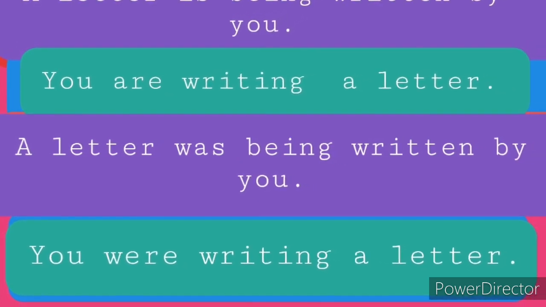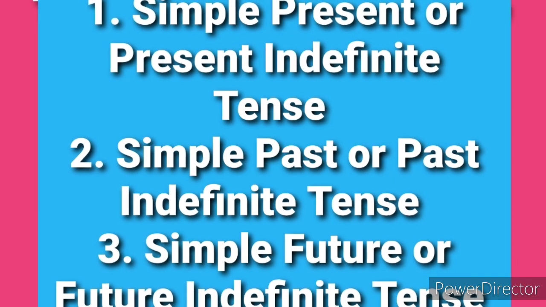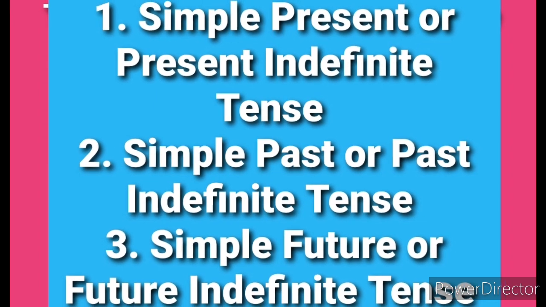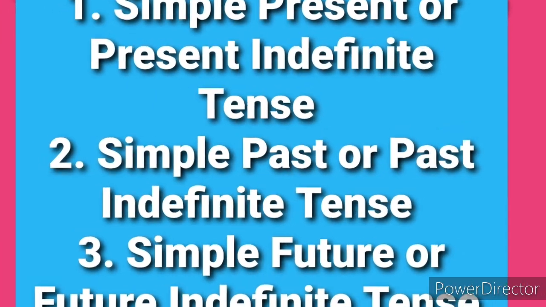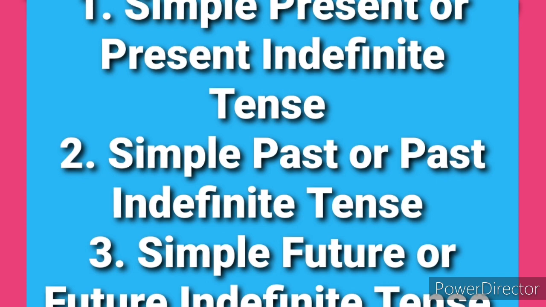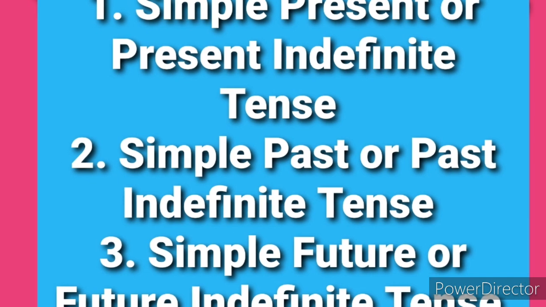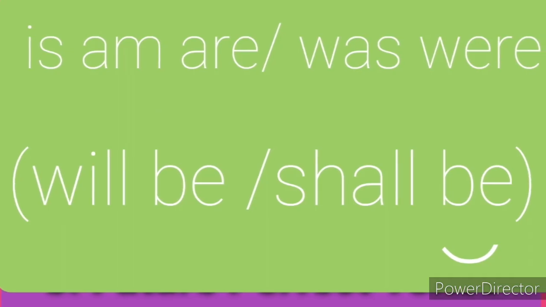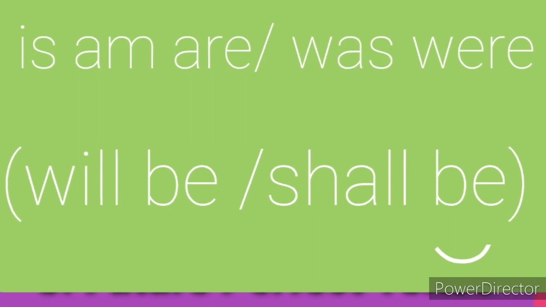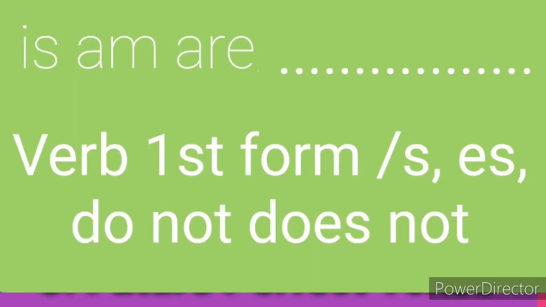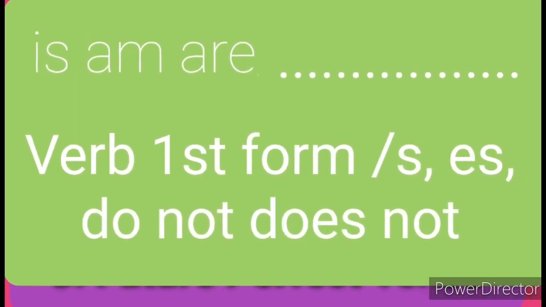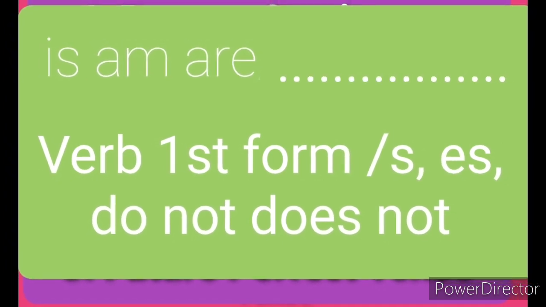Two we have studied, now the three are left only. So what are we supposed to do if the sentence has is, am, are, or was, were, or will be, shall be? If there is is, am, are without being, remember this, without being, only is, am, are, then you are supposed to use the main form of the verb with s or es.